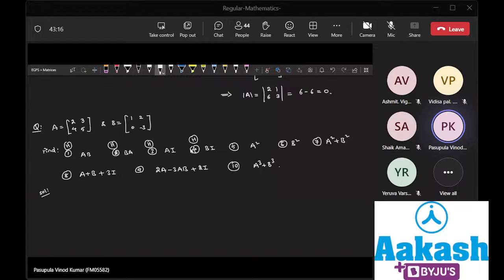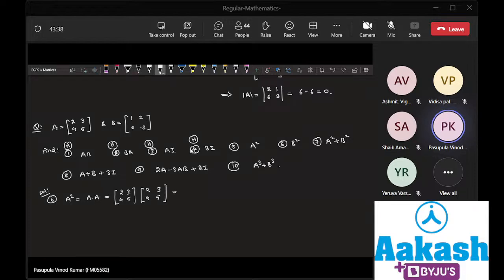And A square means what you have to do? A square is nothing but A into A. The same matrix you have to multiply 2 times, 2 3 4 5, and this is 2 3 4 5 only. Do you understand?